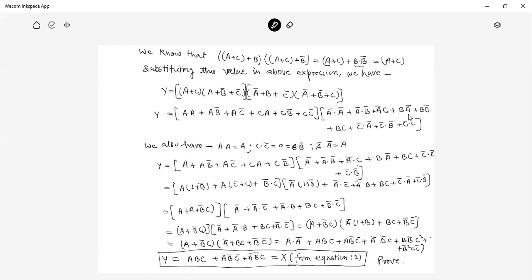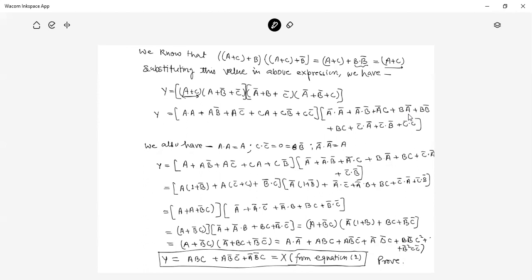B into B bar is 0. So it is A plus C. So these two expressions are converted into A plus C. We know that, so when we solve the first two terms, we get A plus C. The remaining term is A plus B bar plus C in equation 4.